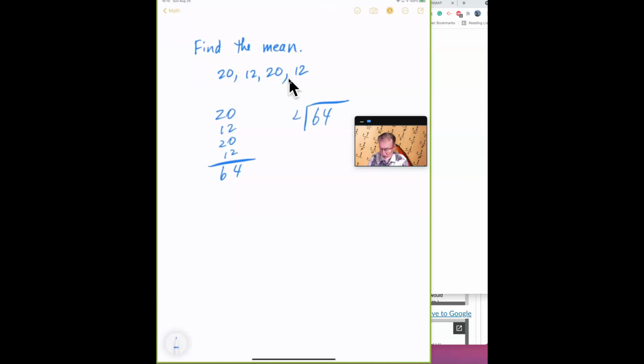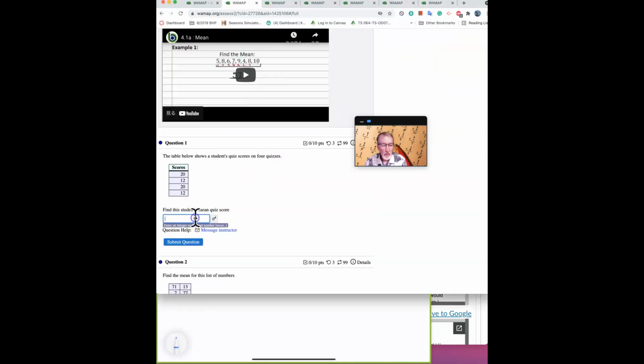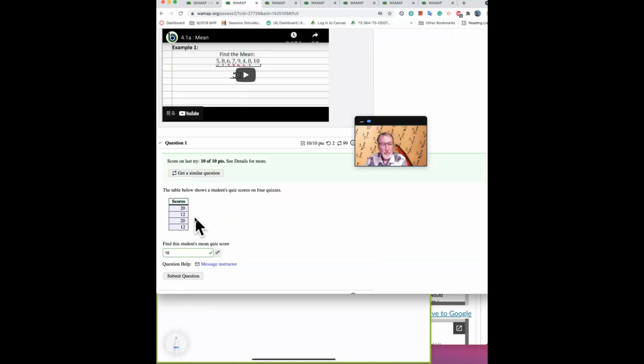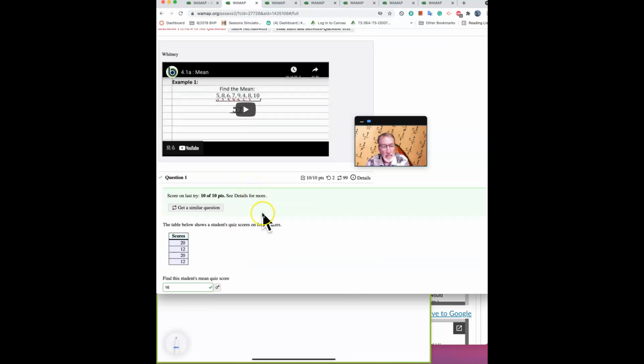We had four numbers. So 4 goes into 6 one time. 1 times 4 is 4. And subtract 4 from 6, we get 2. And then we bring down the next number. And 4 goes into 24 six times evenly. Zero remainder. So our answer here is 16. And 16 is a number that we will put in at WAMAP. And let's see. Awesome. Looks like we got that one right.